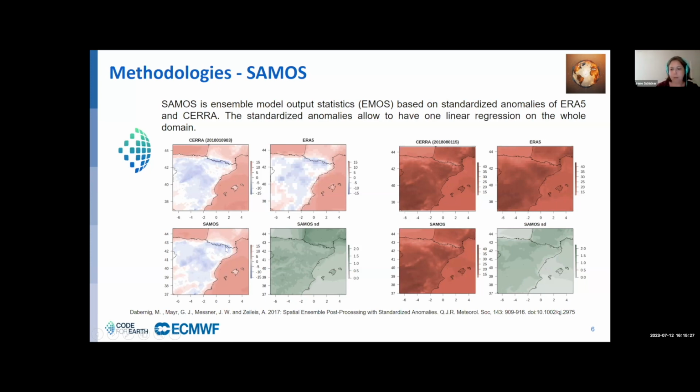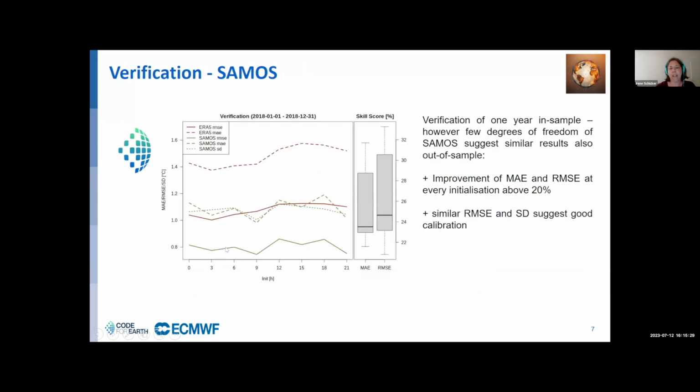We did an in-sample verification. The out-of-sample verification for the test period is not yet finished. The colleagues didn't manage before holidays, but next week we will start the verification for the test period. But what you can see in the in-sample verification is that the SAMOS approach does already reduce MAE and RMSE quite a lot. We have an improvement of above 20% here, and the results also suggest a good calibration.